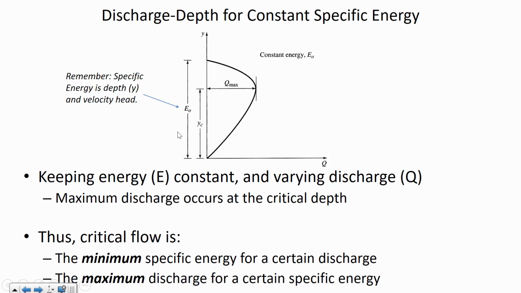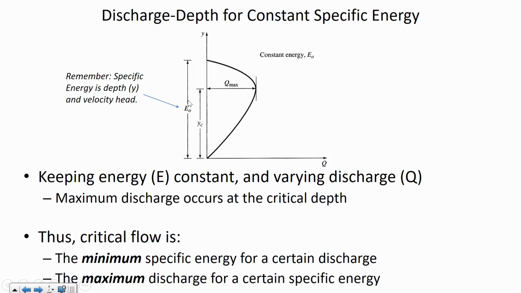E, overall, includes two terms. Remember that specific energy is a little bit different from total energy. We went into this in class last time. What are the two terms of specific energy E? Consists of what two terms? The depth, so y, and then v squared divided by 2g, so velocity head. So depth and velocity head.